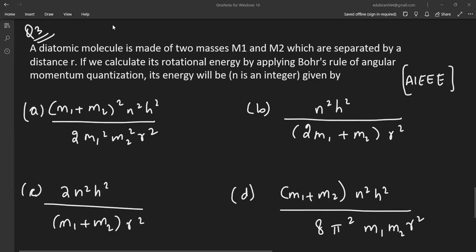See, this says that a diatomic molecule is made of two masses m1 and m2, which are separated by a distance r. If we calculate its rotational energy by applying Bohr's rule of angular momentum quantization, its energy will be, n is an integer, given by, out of all these, which one is the correct?